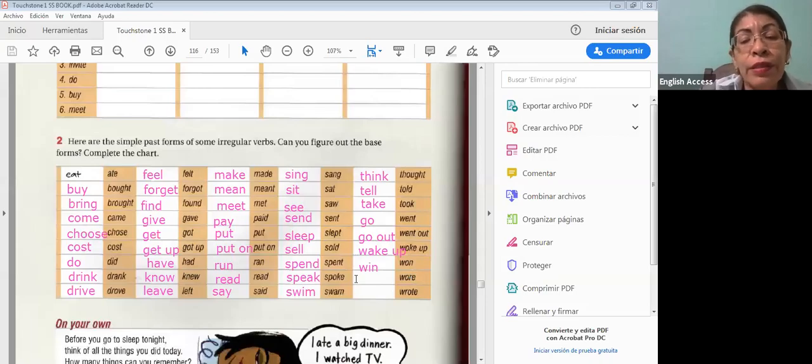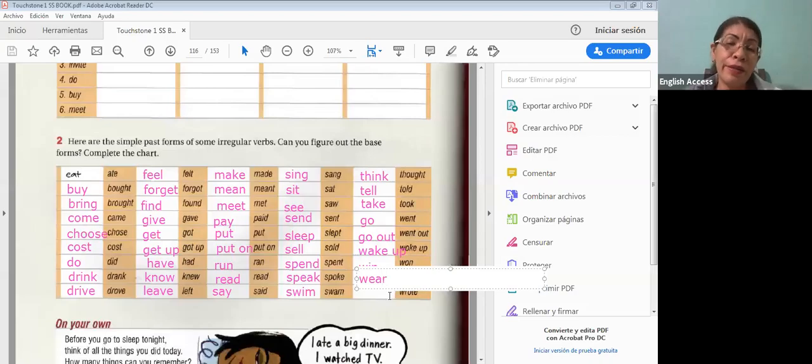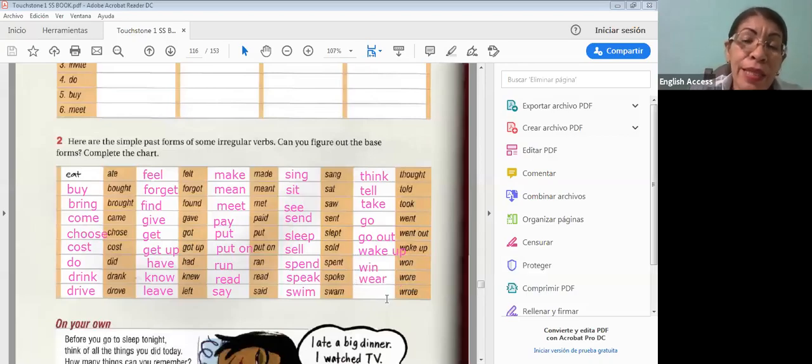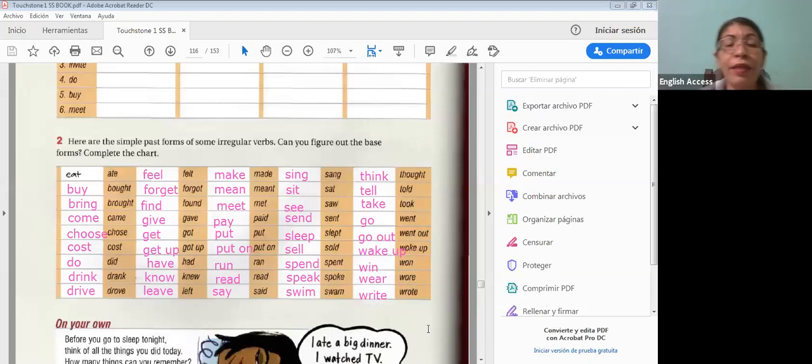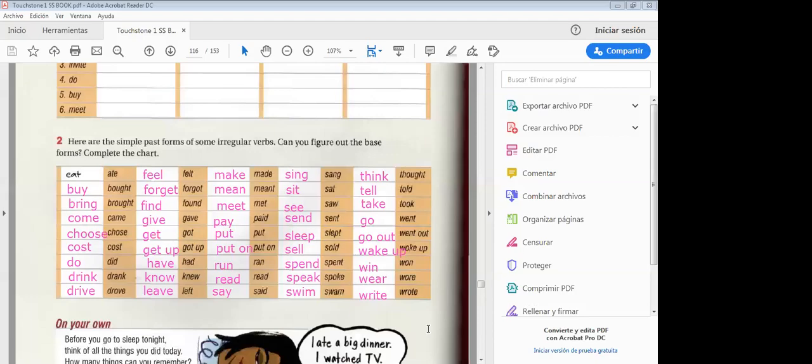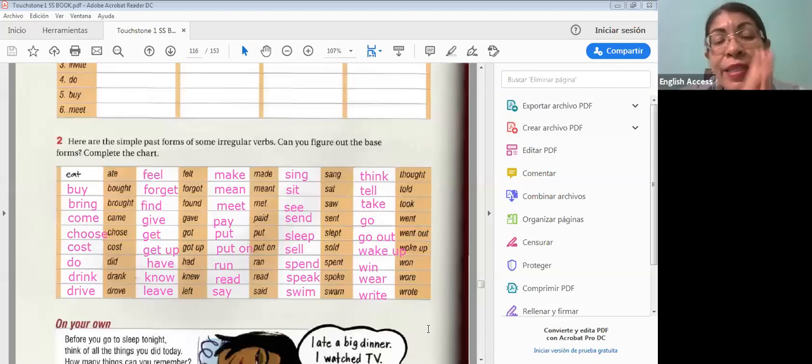Wore is the past of wear. Yes. And wrote is the past of write. Excellent. Well, as you can see here, we have more verbs in simple past. So now you have more vocabulary to use. Okay, questions, guys, so far? No questions. Okay.